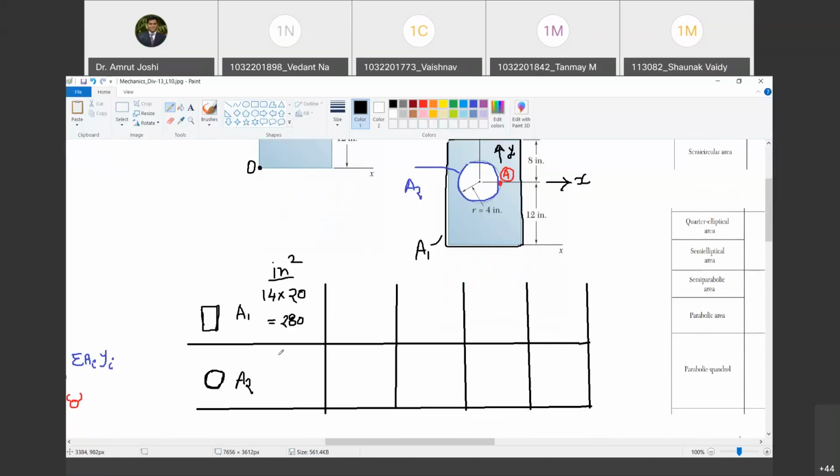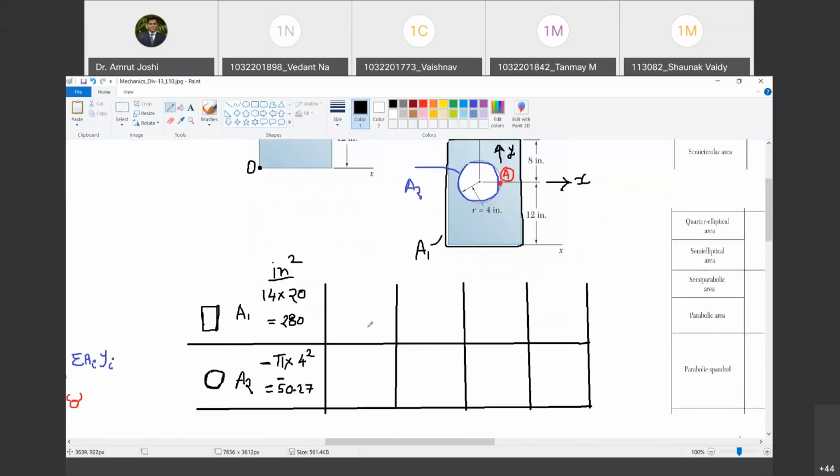Now what is the area A2? Pi r square, right? So pi into r, where r is 4. So pi r square, but the sign should be negative, because the area is subtractive to obtain the original shape. So that turns out to be 50.2654. So it is 50.27; that's what I'm going to take. And this is minus. Don't forget the minus sign. This area is minus.